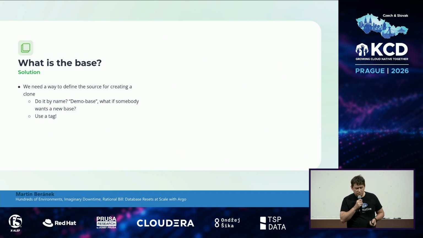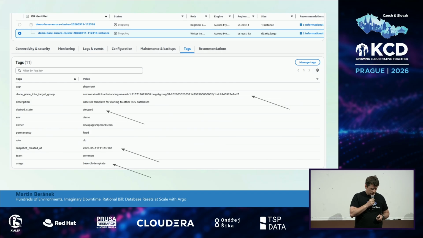So it turned out that people know how to label, and in AWS you can use tags. So if you tag something correctly, it's kind of easy to find it, even for the script. So the base database here is mentioned in the usage. If the usage for the database is base DB template, it's going to be used as a template for the other clones for the demo environments and so on.